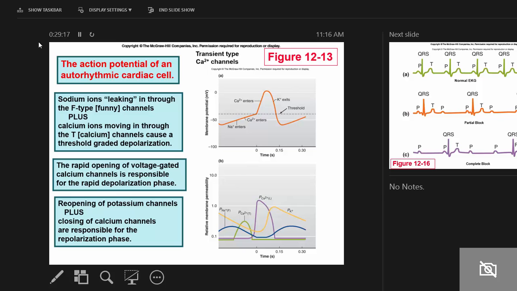This is a slow process. Okay. But the repolarization is the same. It's always potassium out. So these 3 let calcium and sodium in. This one lets potassium out.